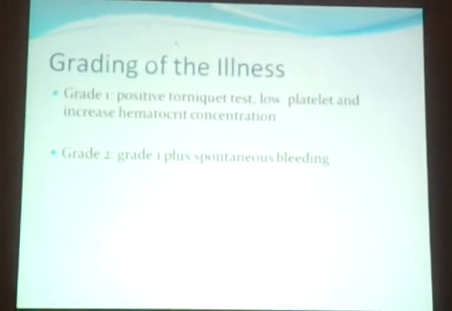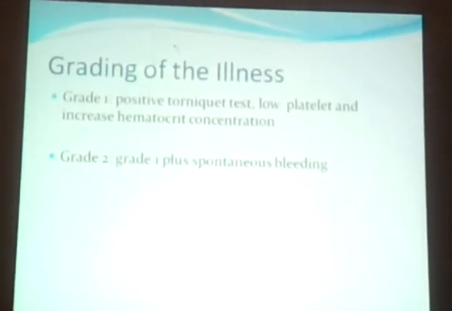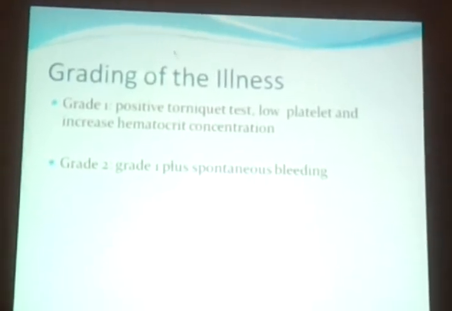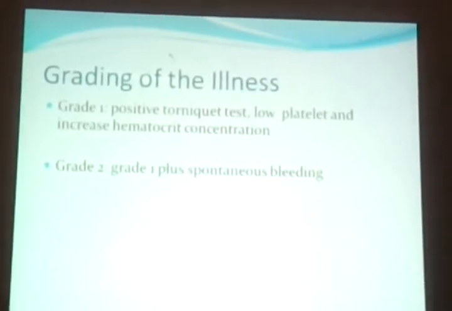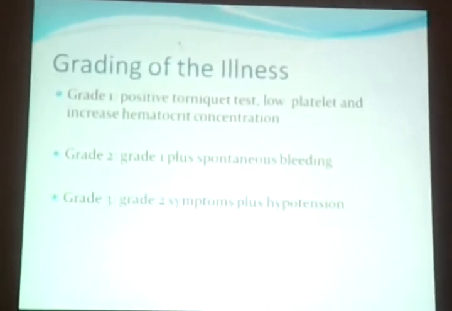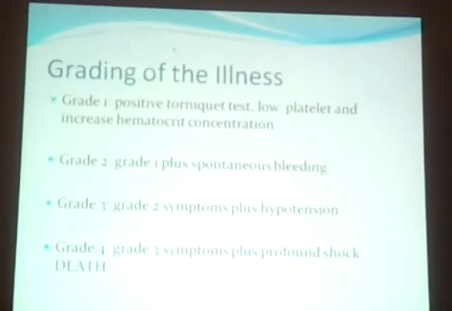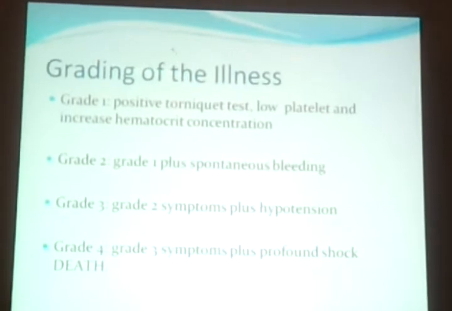So this probably is caused by one strain of dengue. It can be V1, V2, V3, or V4. So V1 to 4 can cause grade 1 and grade 2 illness. Okay? Grade 3, grade 2 symptoms plus hypotension. And grade 4, of course, profound shock and death.